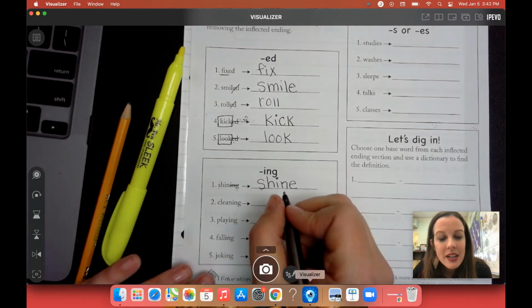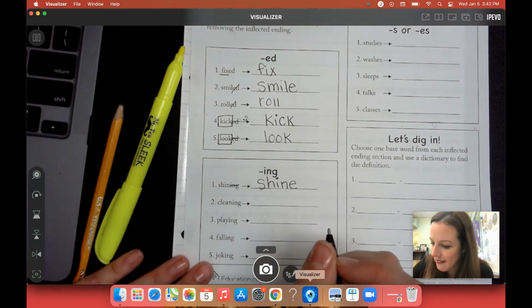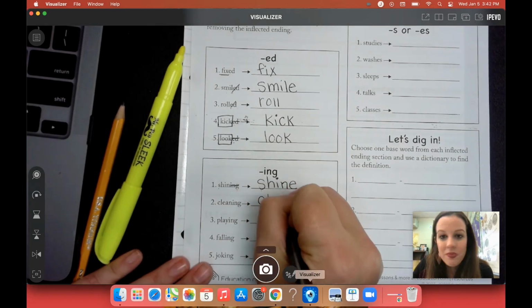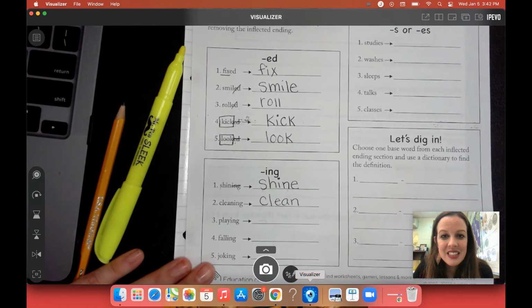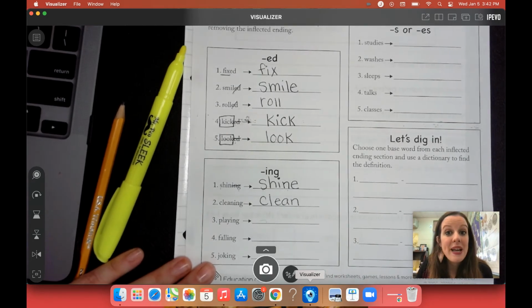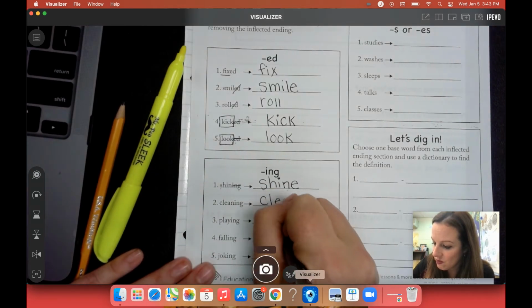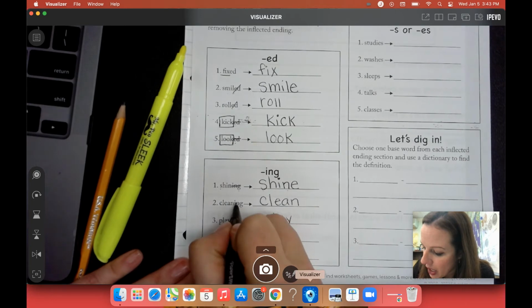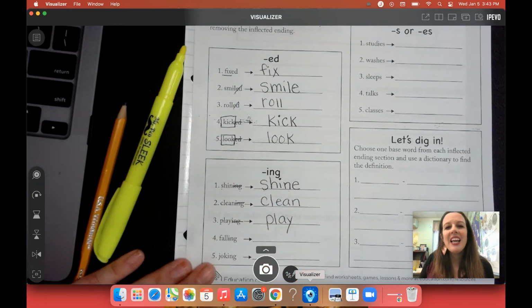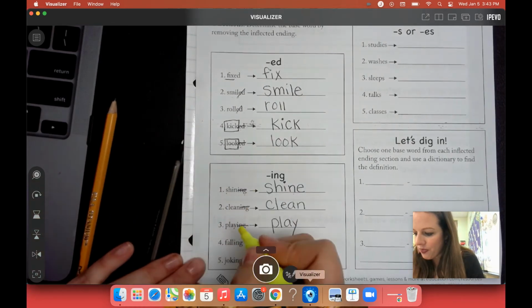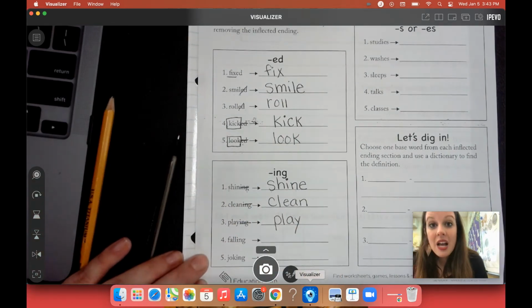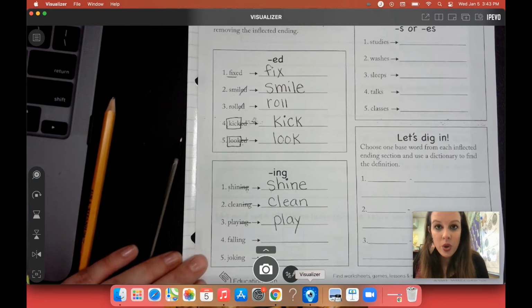What about cleaning? The base word is, did you say clean? In playing, the base word is, notice that by removing ing, I get a really good idea of what my base words would be. I want you to take your highlighter. I want you to highlight the part of the word or the word that is the base word.